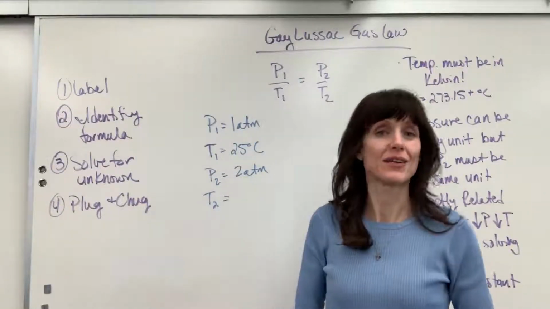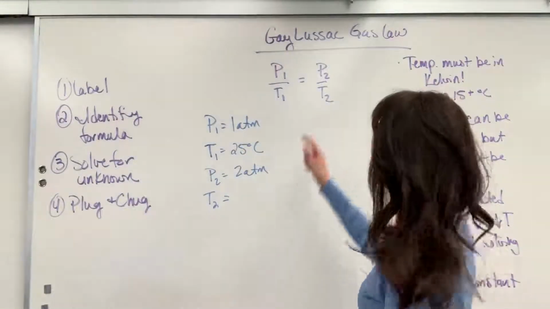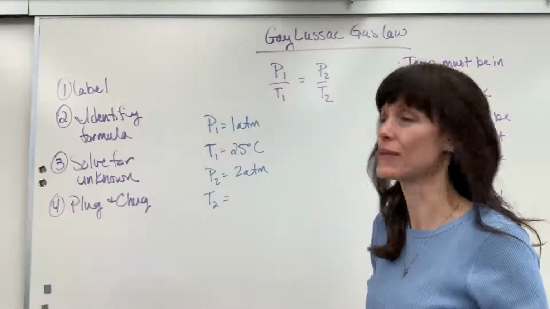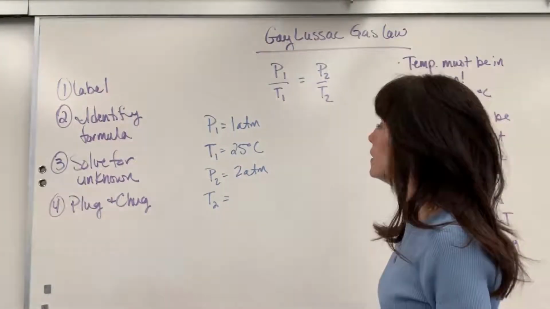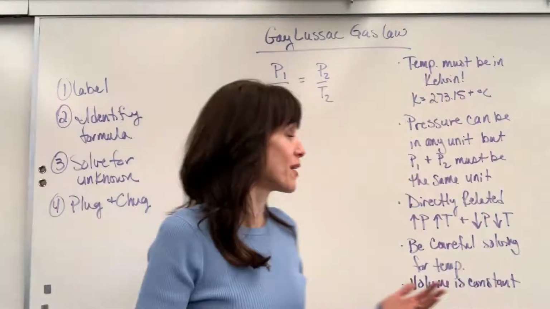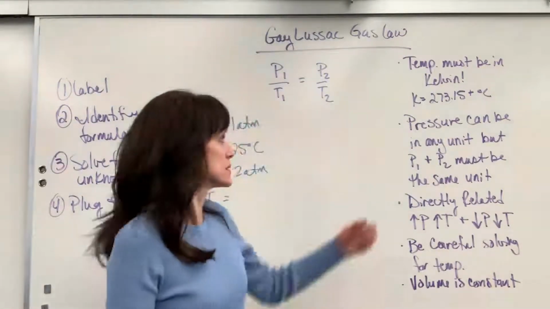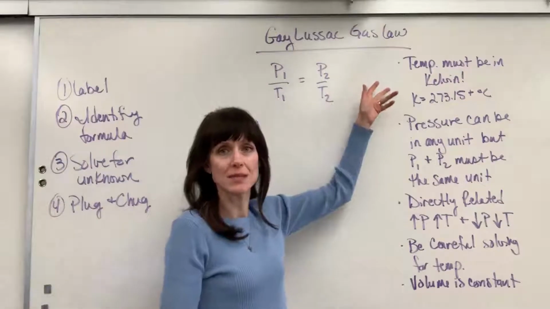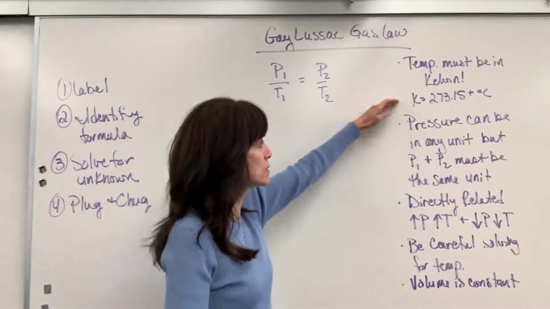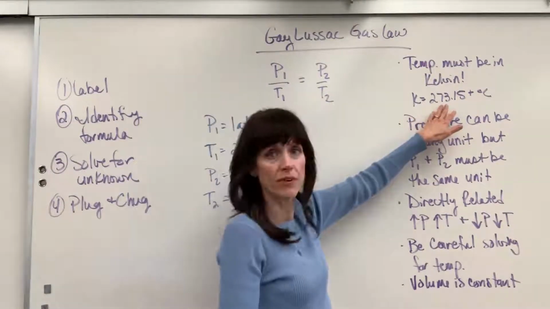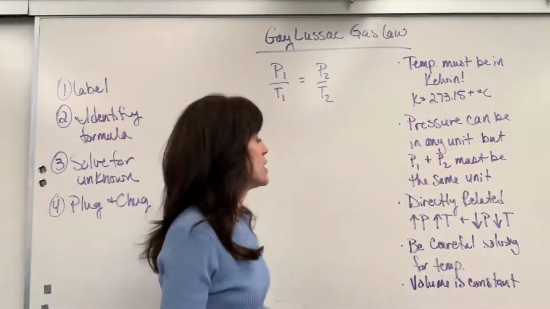Hi, let's talk about another gas law, Gay Lussac. Here it is, P1 divided by T1 equals P2 divided by T2. So a couple of pieces of information on this. Again, one of the most important things for gases, remember temperature has to be in Kelvin. And here's a reminder, Kelvin is 273.15 plus your Celsius.